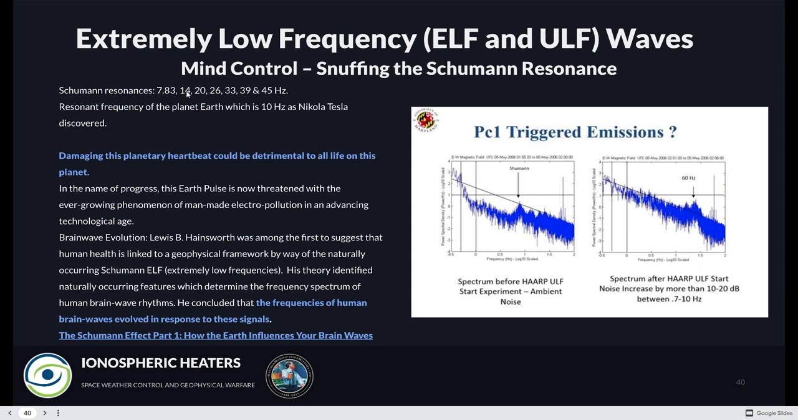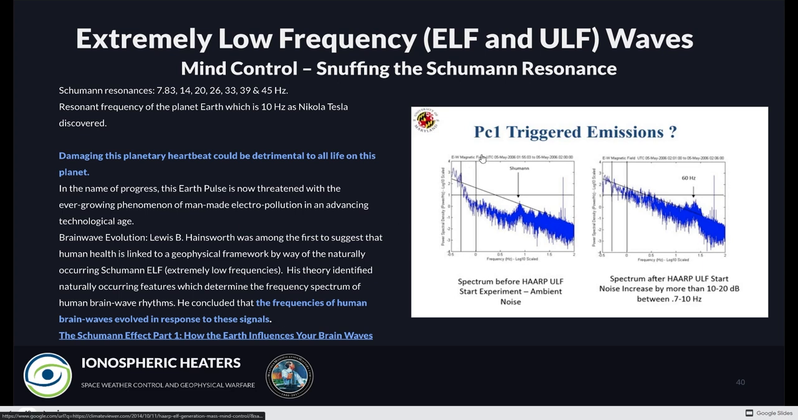However, there are also 14 hertz, 20, 26, 33, 39, and 45 hertz. The resonant frequency of planet Earth is 10 hertz, as Nikola Tesla discovered. Damaging this planetary heartbeat could be detrimental to all life on the planet. Also, the frequencies of human brain waves evolved in response to these signals.